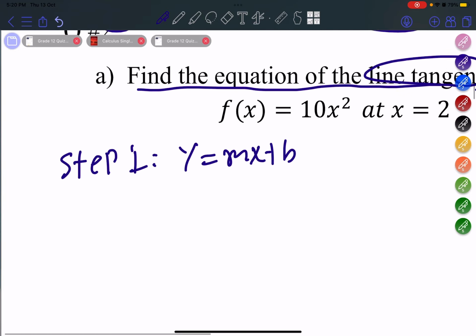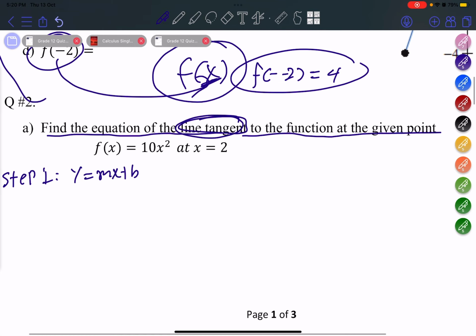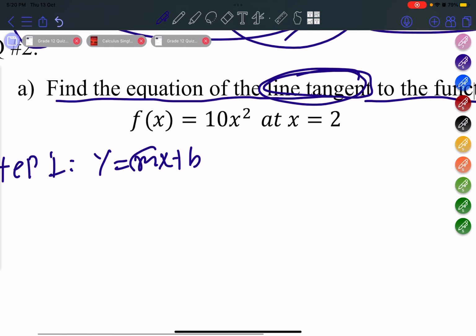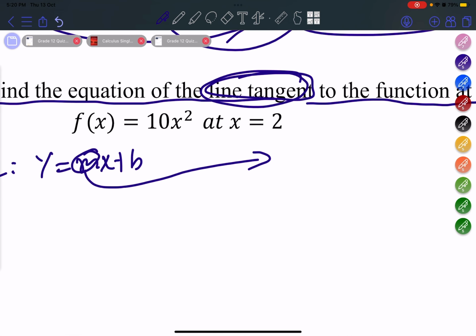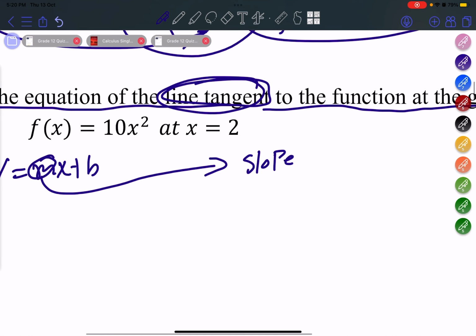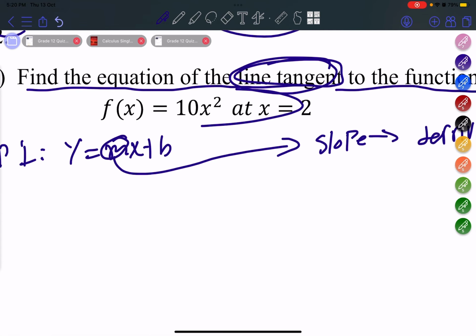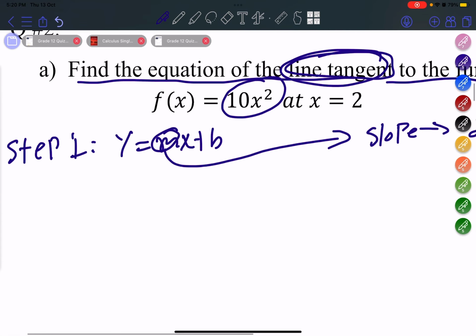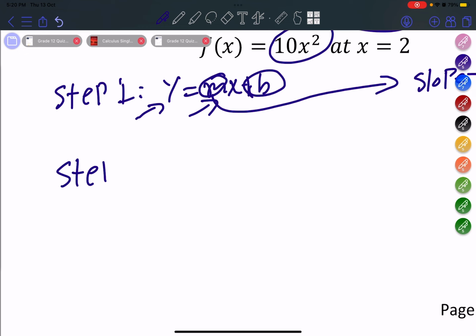Step 2 will be getting the derivative of it. Why? Because that's how we get the slope of the tangent line, m. So what is m? What does it resemble? M resembles slope, or as we call it in calculus, derivative. We'll have to find the derivative of this equation, 10x squared, in order to find m, and then we'll find b via finding y. So we'll leave that for the third step.